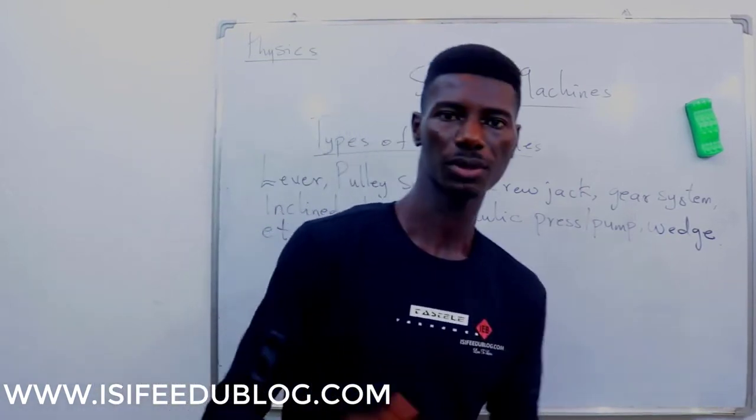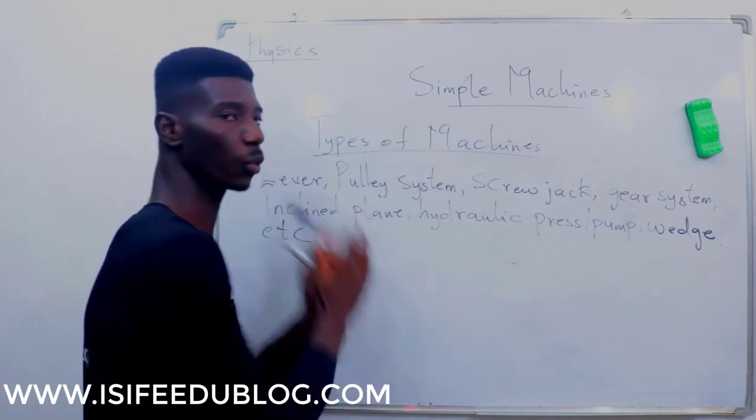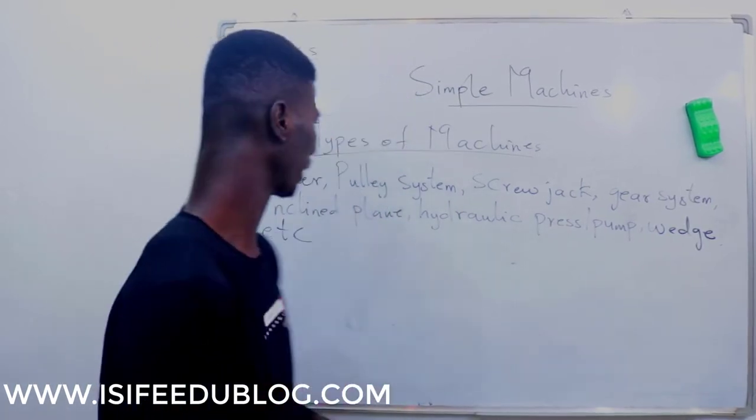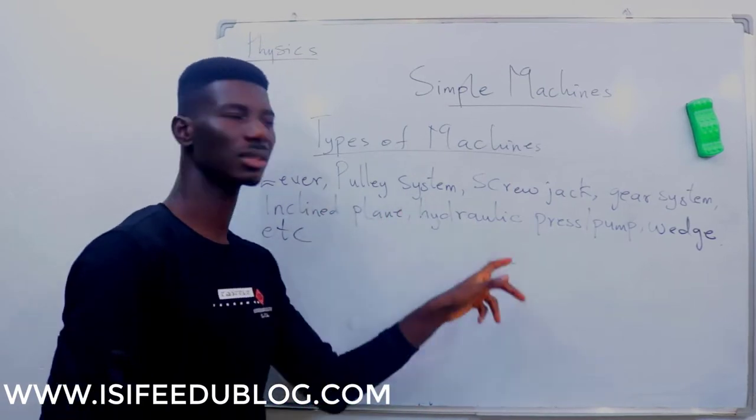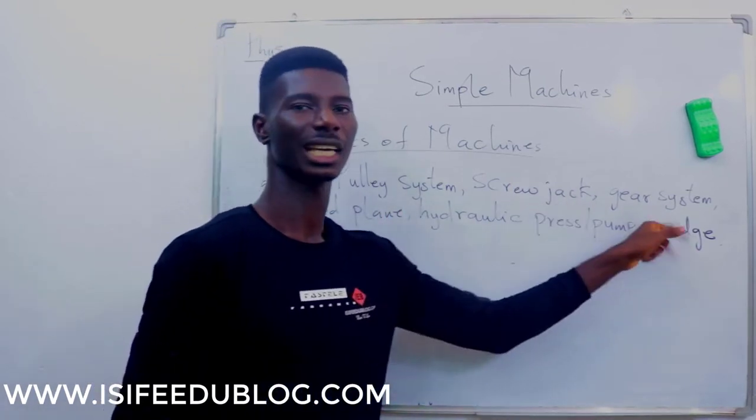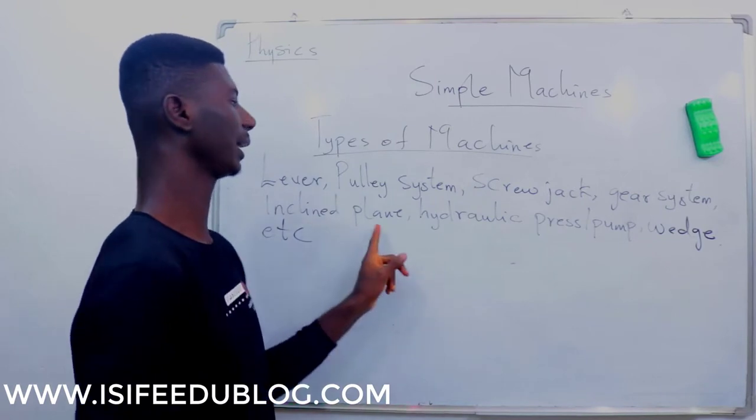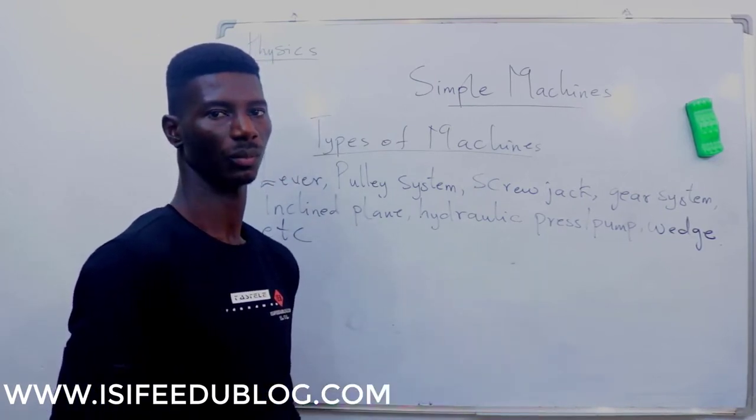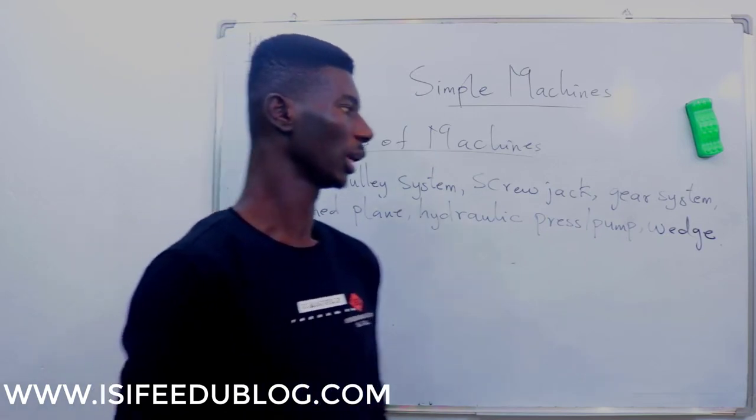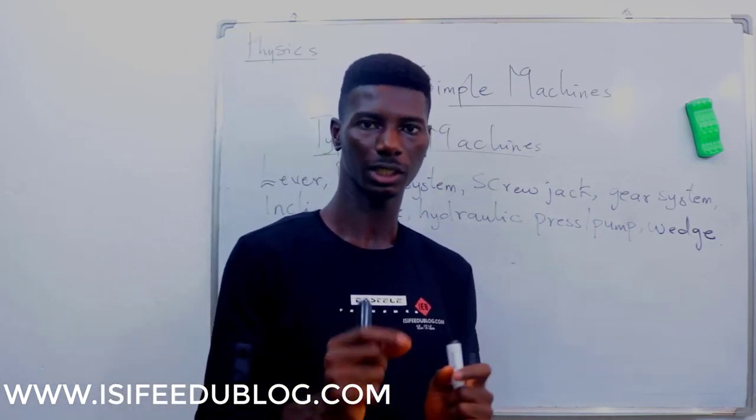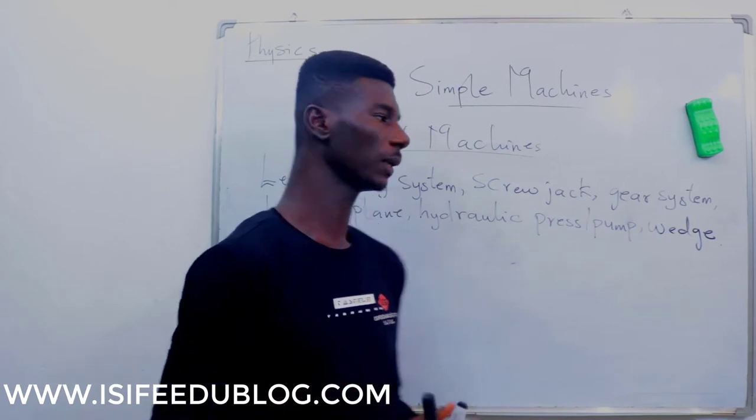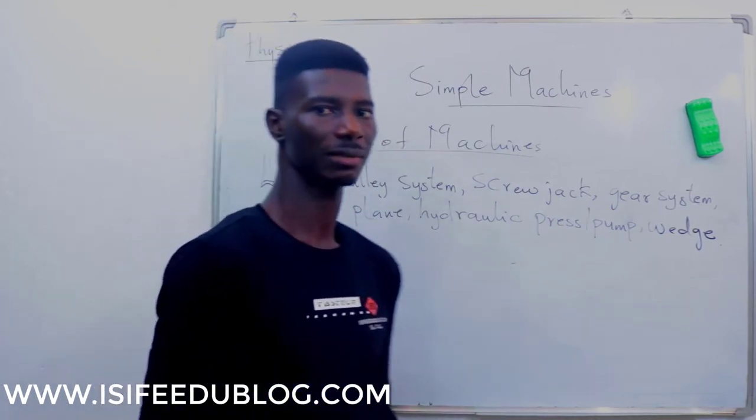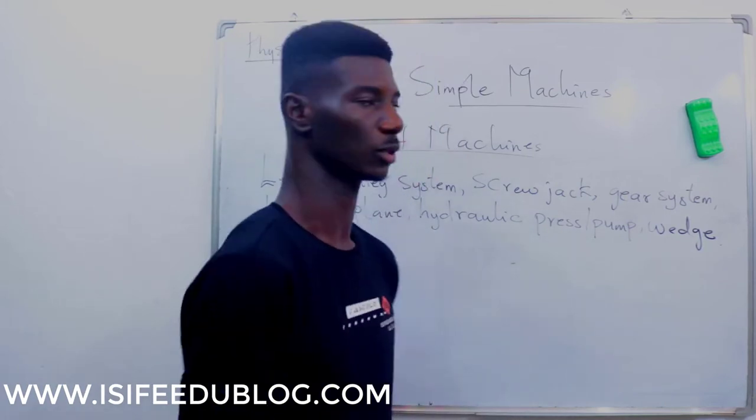Now, these are the types of machines we have. In each one, we are going to be treating the velocity ratio: the lever, the pulley system, screw jack, gear system, inclined plane, hydraulic press, wedge, and so on. So quickly, we are going to enter the lever. Let's know what a lever is and what we use levers to do.